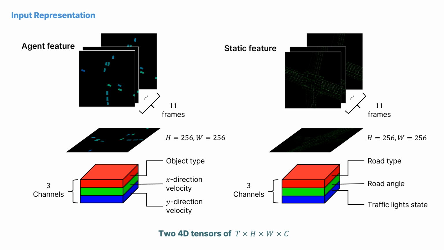First, let me introduce our input representation. For a given scenario, we extract 11 frames from the past 10 frames to the current one. Each frame includes agent and static features, and they are 256 by 256 bird's eye view feature maps. Each feature map has 3 channels, therefore the final input features are 4-dimensional tensors, and their shapes are 11 by 256 by 256 by 3.